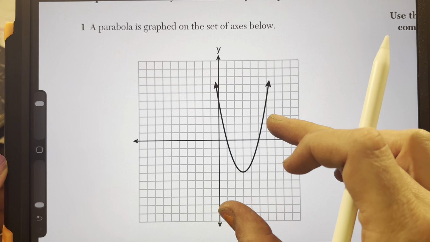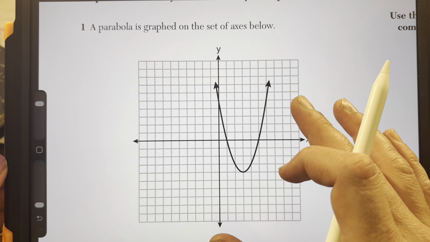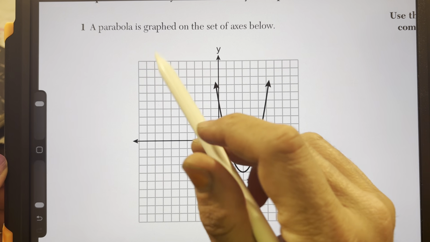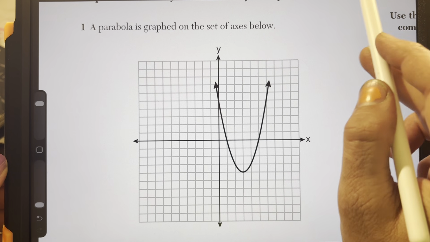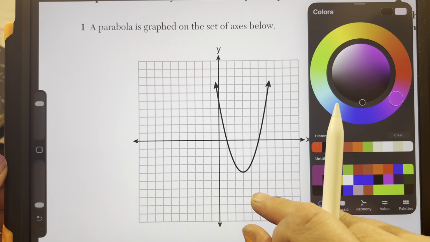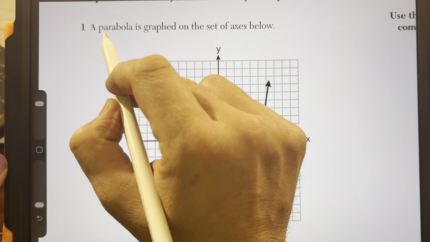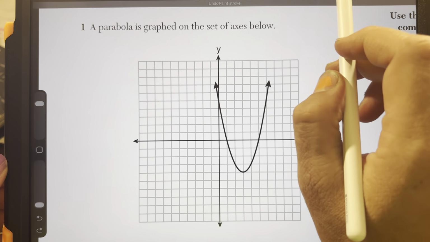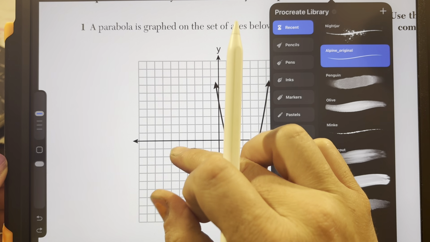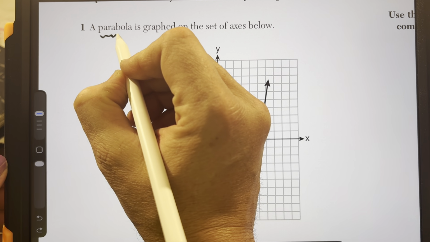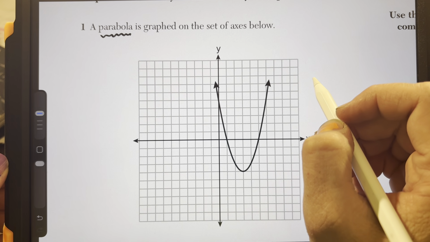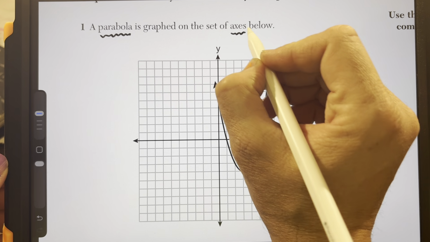Okay, so question number 1. I'm going to talk at a 6th grade level because that's what I teach. So if you don't know past 6th grade math, let's figure it out together. This says a parabola. Ooh, let me change that pen. A parabola is graphed on the set of axes below.